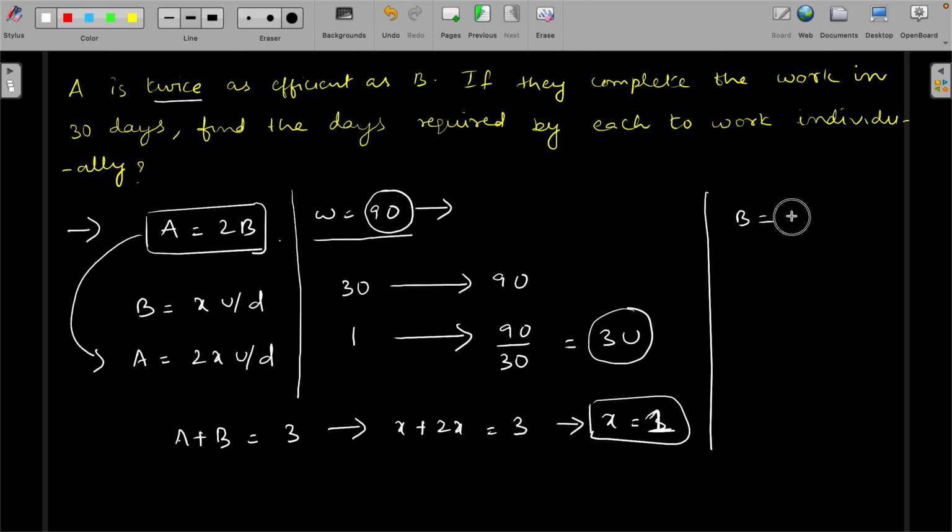So B is equal to 1 unit per day and A is equal to 2 units per day. Now total work is 90 units. Then how many days will B take? B will take 90 days. Then how many days will A take? 45 days. So this is the answer.